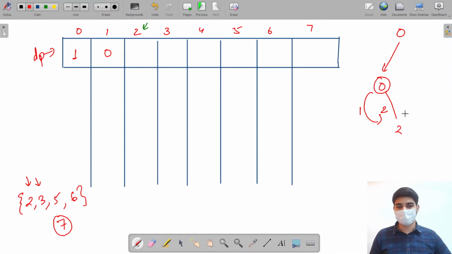That means we cannot call for 3. We cannot call for 5. We cannot call for 6. Right? So as we cannot call for any of these, the only call that I was able to make was for 2, which gave me 1 as the output. So I get 1 over here, right?